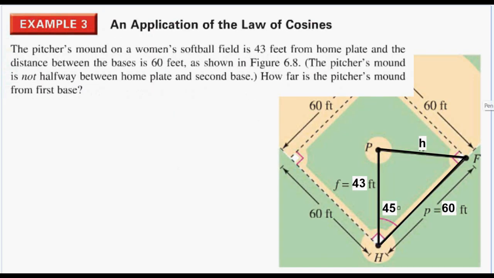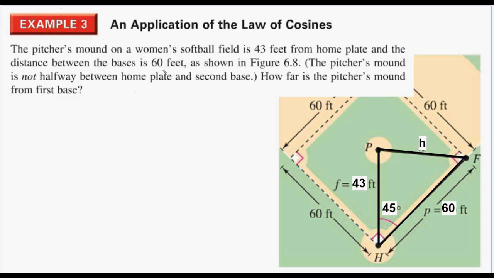Remember, when we're doing these applied problems, we don't have to solve the whole triangle. We just need to find usually one critical piece. So let's see what's going on in example 3. We got a pitcher's mound on a woman's softball field. It's 43 feet from home plate. That's right here. I have it labeled as 43.